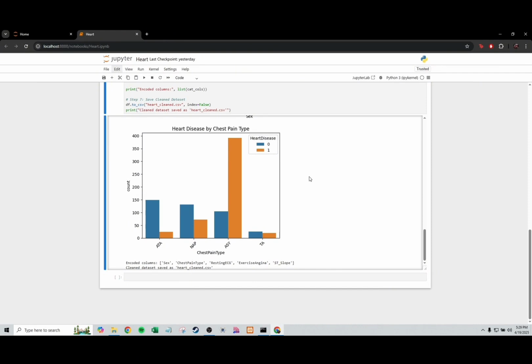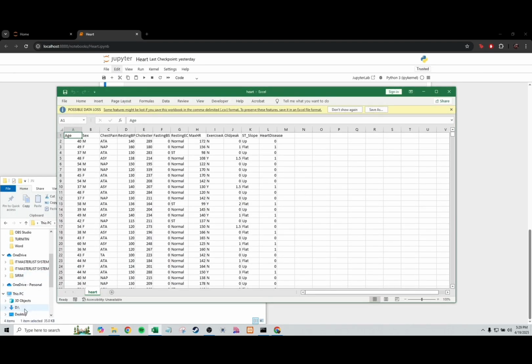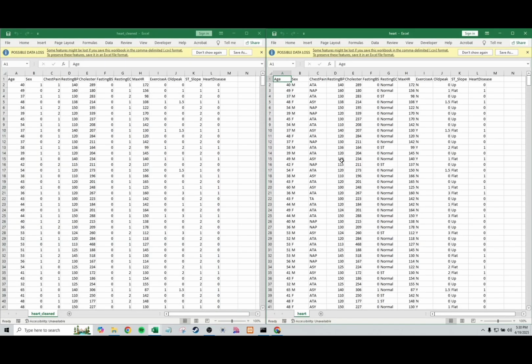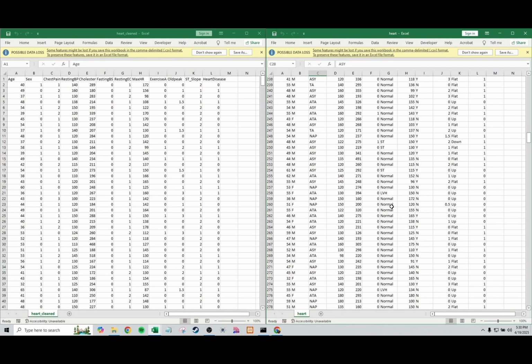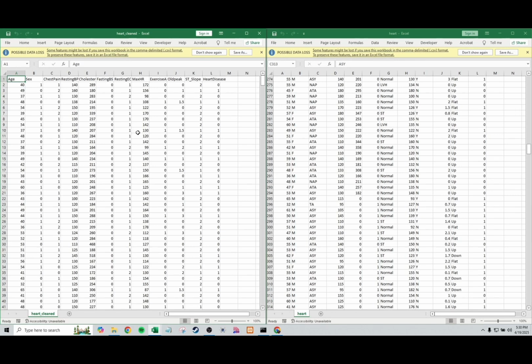And for the final output, we have the clean dataset stored as a clean CSV. To show you what it looks like before and after: in comparison, this is the one before, which hasn't gone through the cleaning or data pre-processing methods yet. As you can see, it's not all numerical. We still have M, F, ASY and everything. And for the output, we have all numerical values.